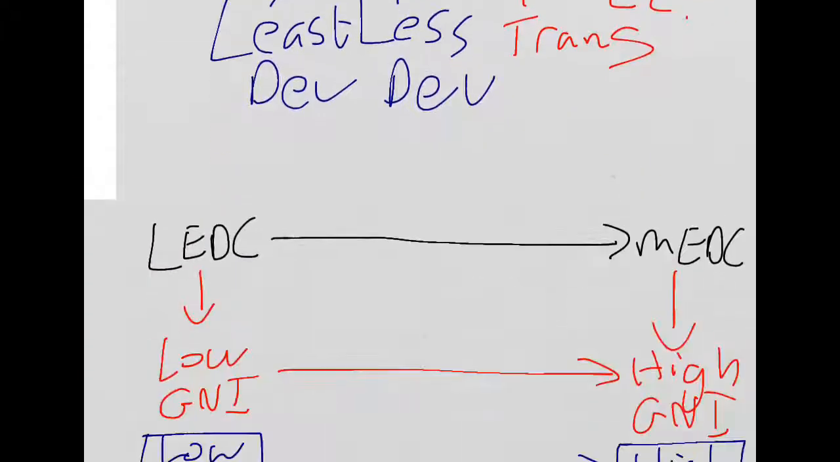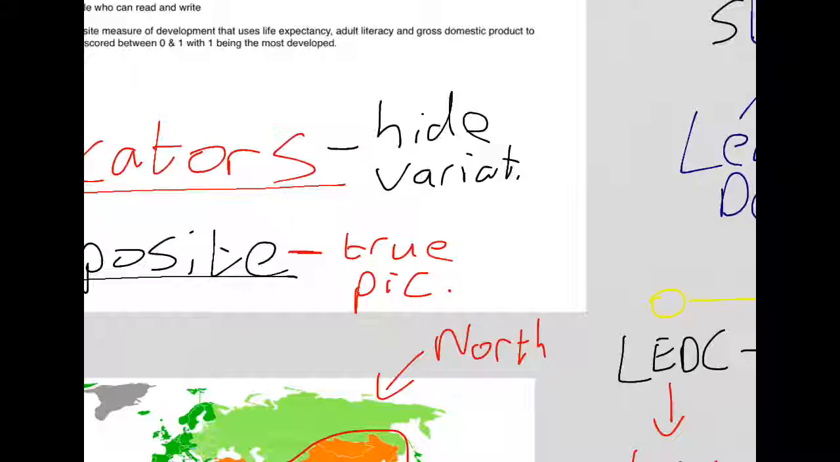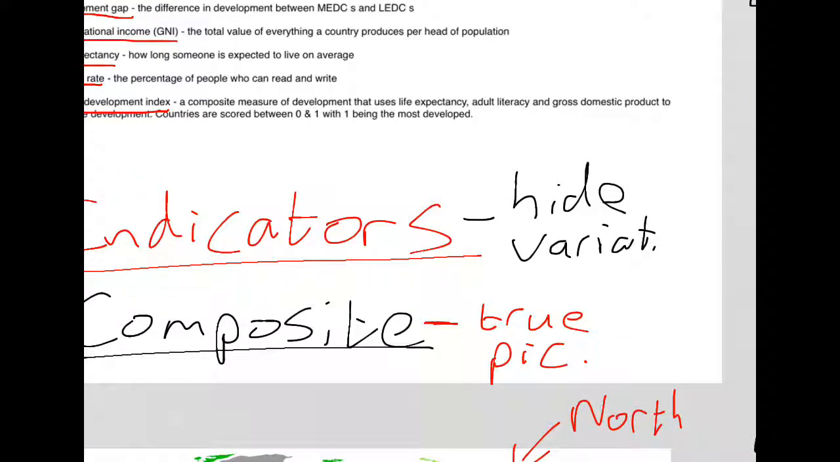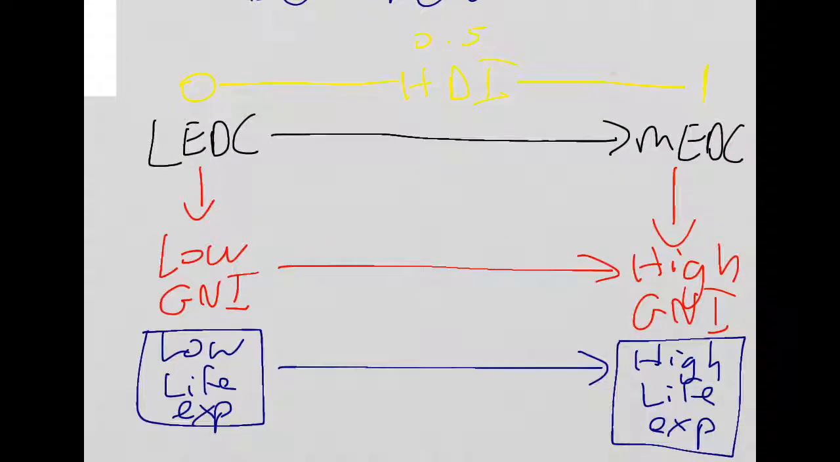So if we come across here to our continuum again, with regards to the Human Development Index, a country with a score of 0 would sit here. Countries with a score of 0.5 would be in the middle, and obviously countries with a score of 1 would sit here. Again, it uses life expectancy, adult literacy, and gross domestic product to give us a true and accurate picture of the level of development within a country, and takes out those variations that we sometimes see.